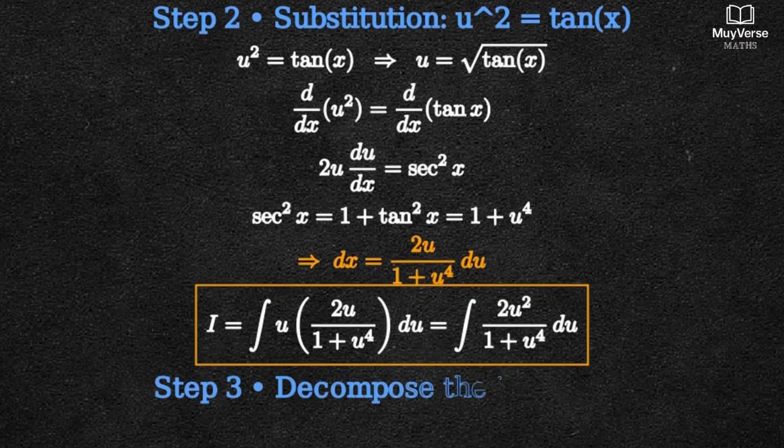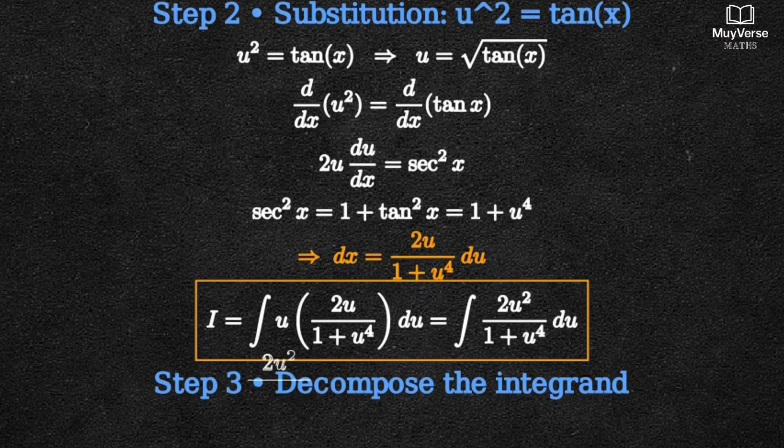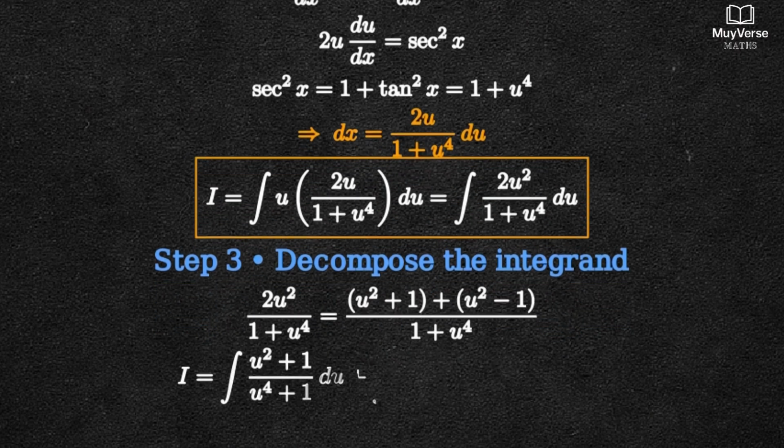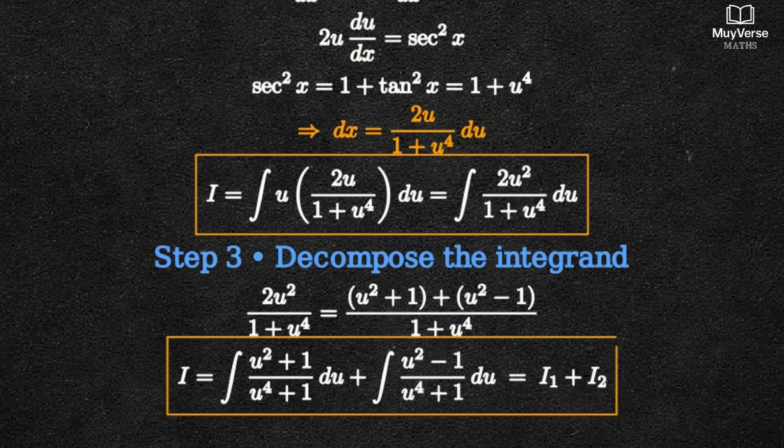Step 3. Decompose the rational function. Write 2u squared as the sum (u squared plus 1) plus (u squared minus 1). Then split into two integrals, I1 and I2.